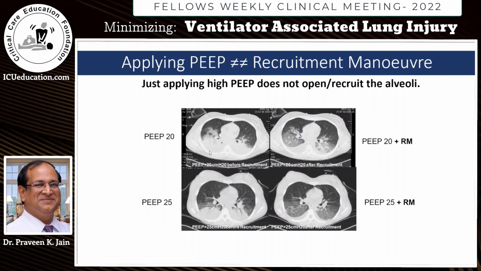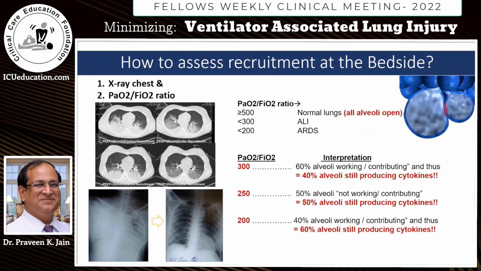Here you can see on the CT scans that just applying PEEP, even if it's high, does not recruit the alveoli, and you must in addition do a recruitment maneuver, and you can see the vast difference with the same PEEP that the recruitment maneuver gives to the patient. But how do you assess recruitment at the bedside? We cannot get CT scans done in our ICU patients all the time. Well, you can definitely use a chest X-ray, but the most sensitive thing is to use a PaO2 FiO2 ratio.